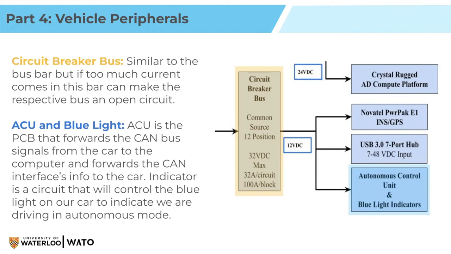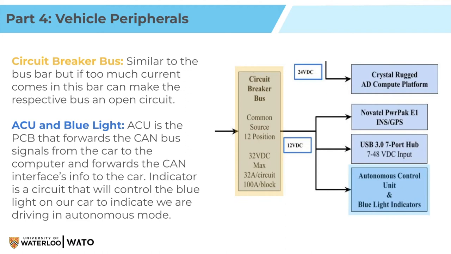The next parts that need a bit more explanation are the autonomous control unit and blue light indicators. The autonomous control unit, or ACU for short, is the PCB that forwards the CAN bus signals from the car to the computer and forwards the CAN interface info to the car. It was actually that PCB that I showed on some slides previously.